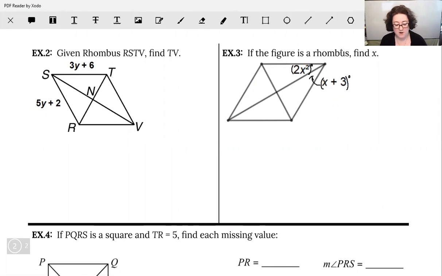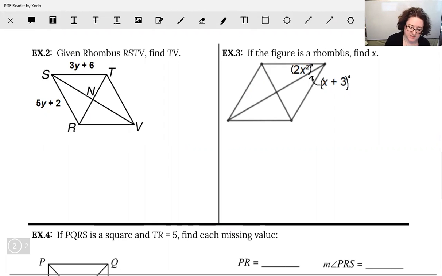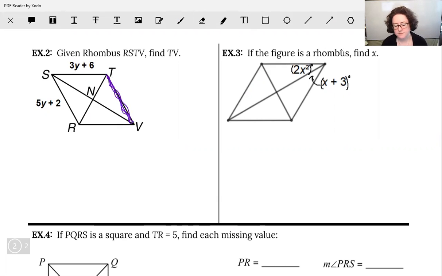Given we have rhombus RSTV, we need to figure out segment TV. So segment TV is over here. This is the one we're looking for, but it doesn't have a label. But what do you know about the sides in a rhombus? In every rhombus, the sides are always going to be congruent. So that means that I could label TV as anything I want.